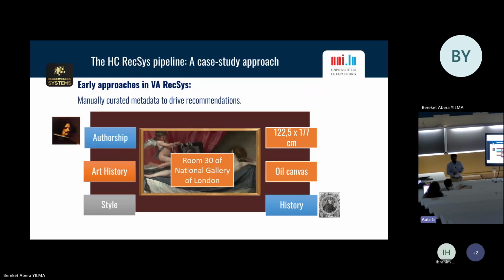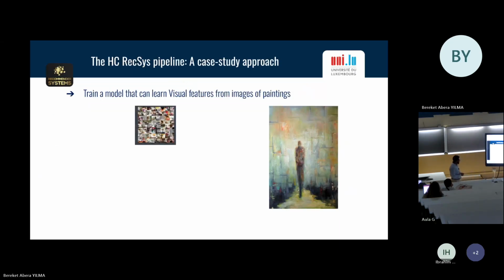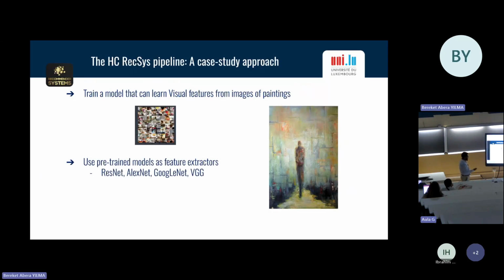It didn't really work that well. Then eventually people start to use deep learning models. So we train a model that can learn visual features from the paintings. Now we use pre-trained models like ResNet, AlexNet, GoogleNet, or whatever we want, and then we use this to extract features. How? Using something we call transfer learning. So this concept of transfer learning is very simple.